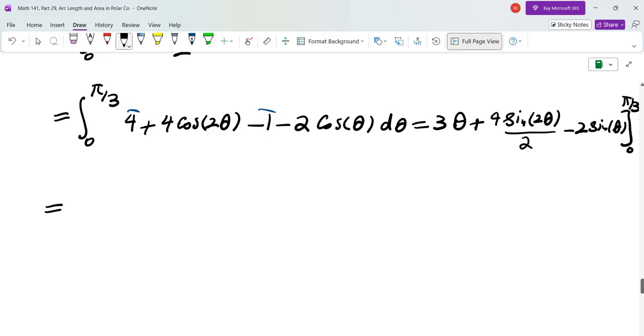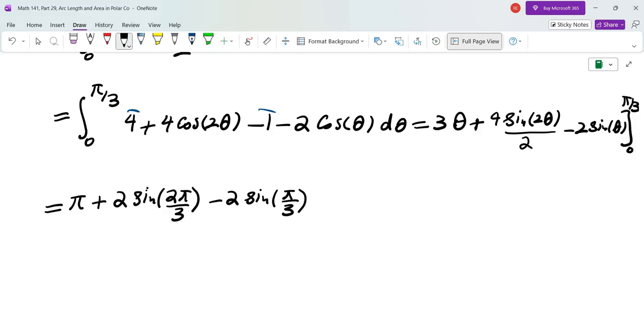Let's plug in pi over 3. We get pi, 3 pi over 3, which is pi, plus 2 sine of 2 pi over 3 minus 2 sine of pi over 3, and then minus everything else becomes 0 because sine of 0 is 0 and 0 is just 0. Now here we get sine of 2 pi over 3. Sine of 2 pi over 3 is root 3 over 2. Sine of pi over 3 is also root 3 over 2. So those two cancel. So the answer becomes pi.